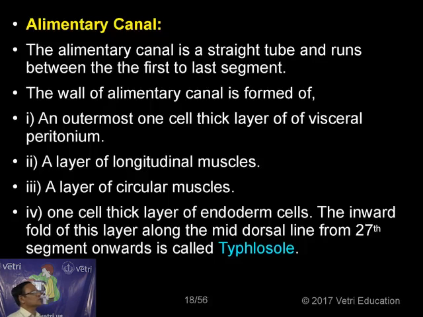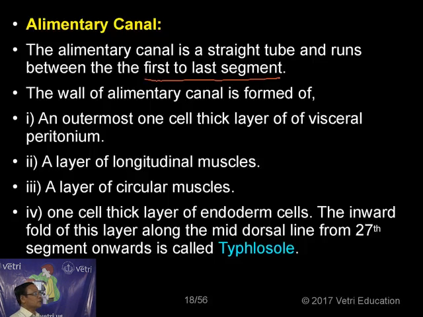So the alimentary canal is a straight tube and runs between the first to the last segment. I mentioned earlier, the first segment possesses the mouth, the last segment has the anus. Now, what are the layers present in the wall of the alimentary canal?